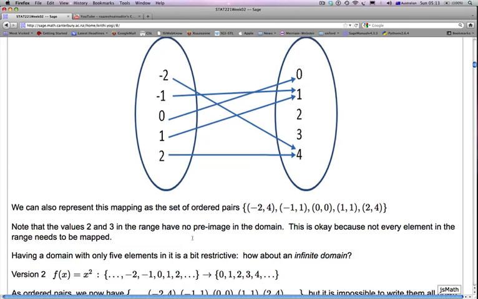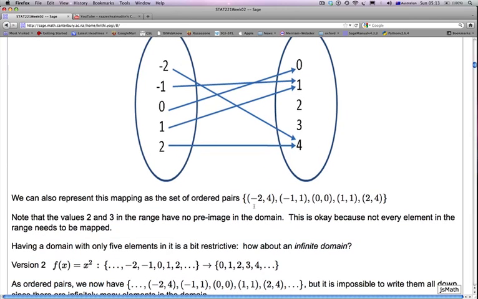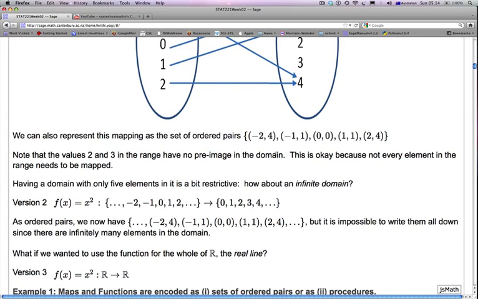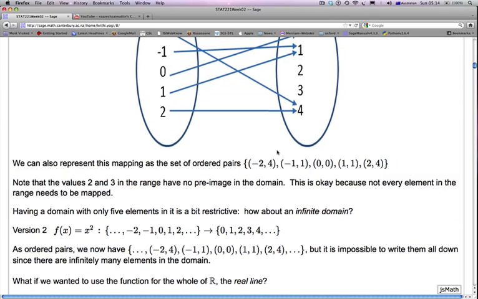We can also represent this mapping as the set of ordered pairs (-2, 4), (-1, 1), (0, 0), (1, 1), and (2, 4). Note that the values 2 and 3 in the range have no pre-image in the domain. This is okay because not every element in the range needs to be mapped, right?